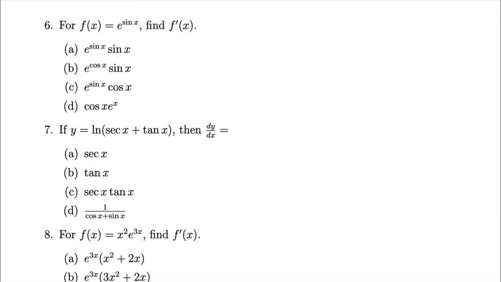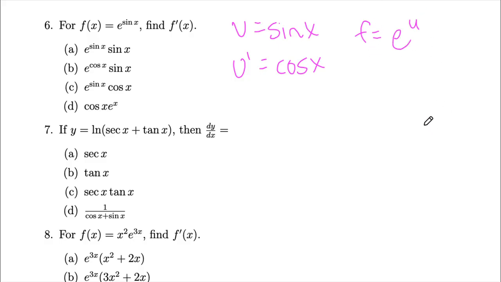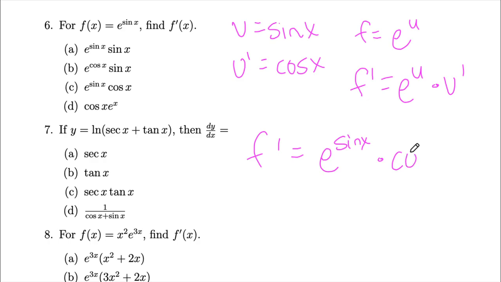Okay, for question number 6, we have another chain rule problem. So we are going to let u equal sine x, and then u prime equals cosine x. Now we're going to rewrite f in terms of u. So we're going to get f equals e to the u. Then we're going to take the derivative of f, and we're going to get e to the u times u prime using the chain rule. Now we are going to plug everything back in. So this will become e to the sine x times cosine of x, which is answer choice C.